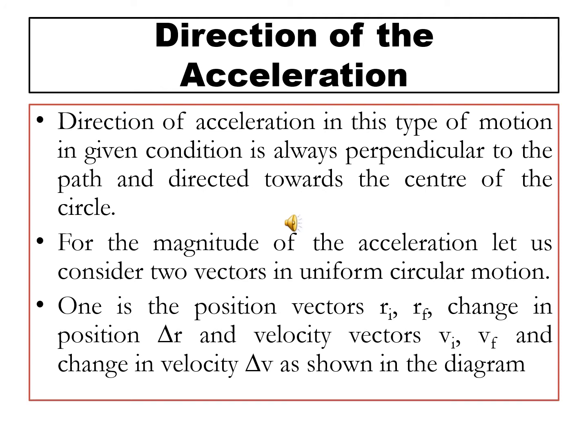One is the position vector, the other one is the velocity vector. As there are two states, position A and position B, the position vector corresponding to position A will be considered as Ri, and the position vector corresponding to state B will be considered as Rf. Similarly, we have Vi and Vf. The change in position will be denoted by del R, and the change in velocity will be denoted by del V.